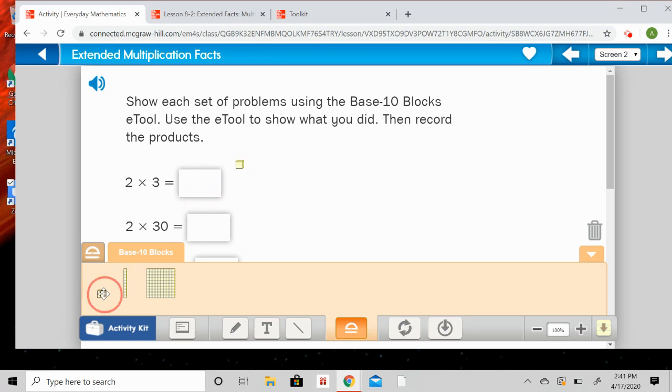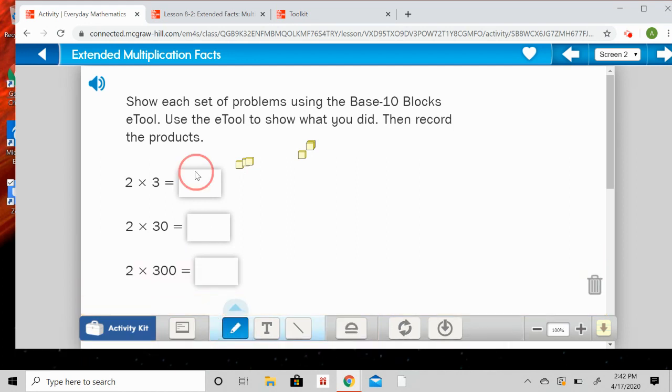1, 2, 3. I'm going to make another group. 1, 2, 3. So I have 1, 2, 3, 4, 5, 6. So my answer for 2 times 3 is 6.